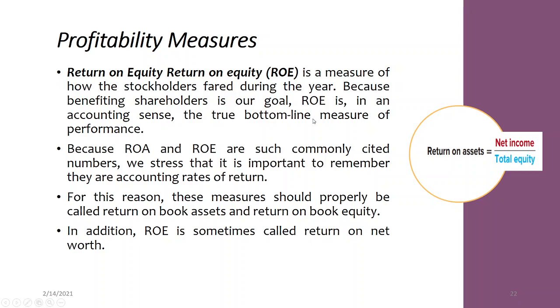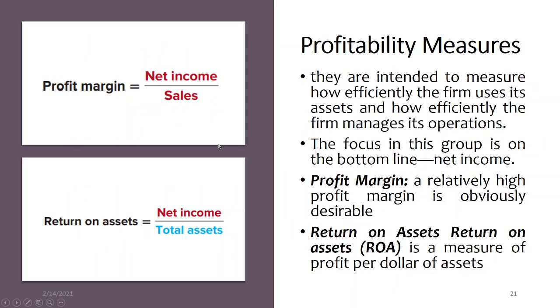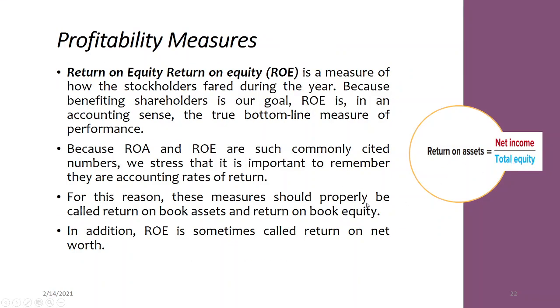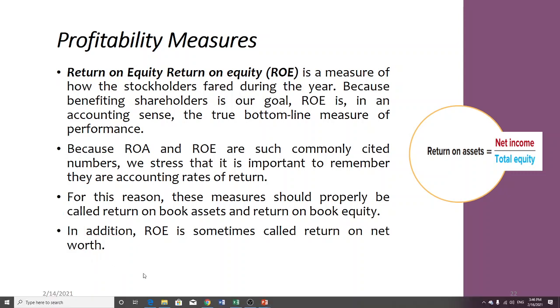Profit margin is net income over sales. Return on assets is net income over total assets, while return on equity is net income over total equity. So let's go back to our Excel to demonstrate how these are computed once again.